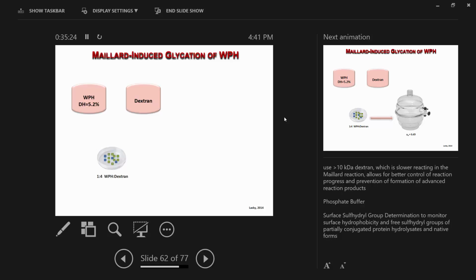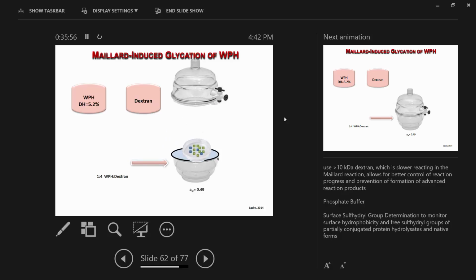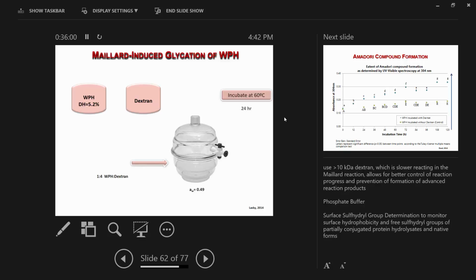So basically, this is just to illustrate how it works. In this case, it's whey protein hydrolysate. We mix it with dextrin in a buffer at a particular pH, maybe pH 7, and then we incubate in a desiccator with a specific salt solution that will give you a water activity of 0.49. This is an animation done by Courtney at some point. Then we incubate at 60 degrees, and samples are pulled at different intervals of time. Courtney monitored glycation at different time points so that she could determine which time point would be optimal for glycation.